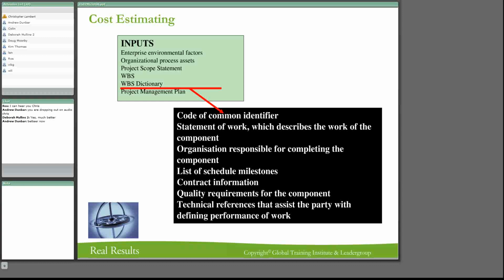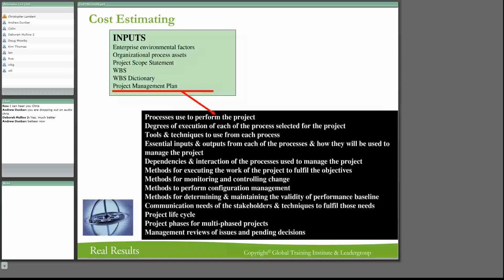Then obviously your project management plan, which should be growing now. It's not complete yet, but it should be growing. So what will be in your project management plan? This is the first time you've seen some of the components, I would imagine, of what a project management plan would actually be compiled of. So it'll be the processes used to perform the project. There are tools and techniques, dependencies, methods of executing, methods for monitoring, and methods to perform. There are methods of determining how these things are all done.